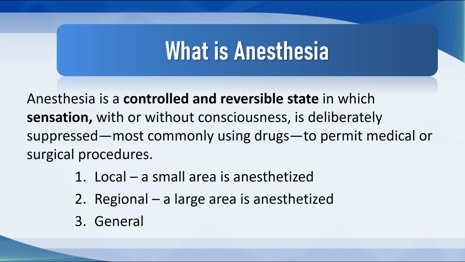Anesthesia is a controlled and reversible state in which sensation, with or without consciousness, is deliberately suppressed, most commonly using drugs to permit medical or surgical procedures. And there are three forms of anesthesia: local, where a small area is anesthetized; regional, where a large area is anesthetized; and general anesthesia.